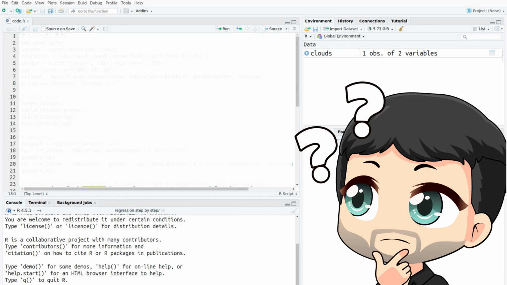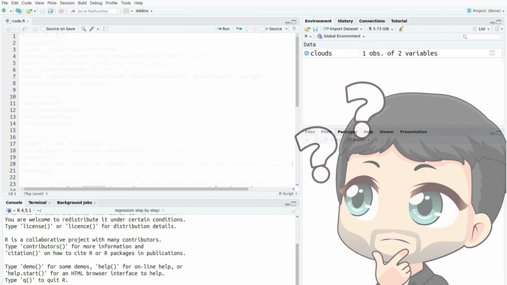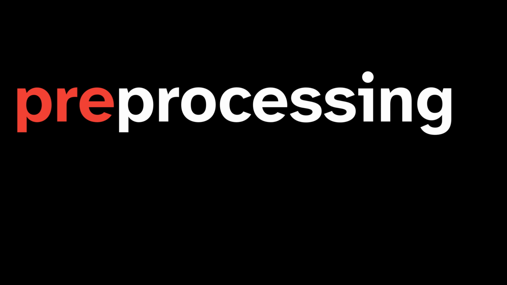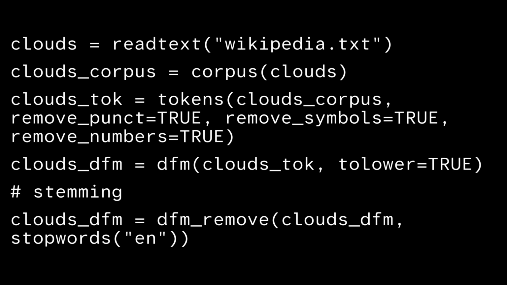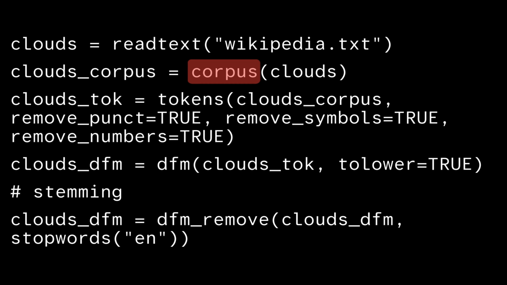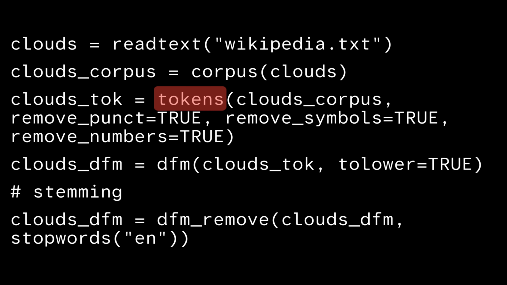Before we can do useful stuff in quanteda, we'll have to do a few preparations. This is something called preprocessing, and we typically do a lot when working with text in R. We start by turning this document into a corpus. A corpus is a collection of text so that the computer can easily work with it. Next, we create tokens, that is the text divided into individual words.